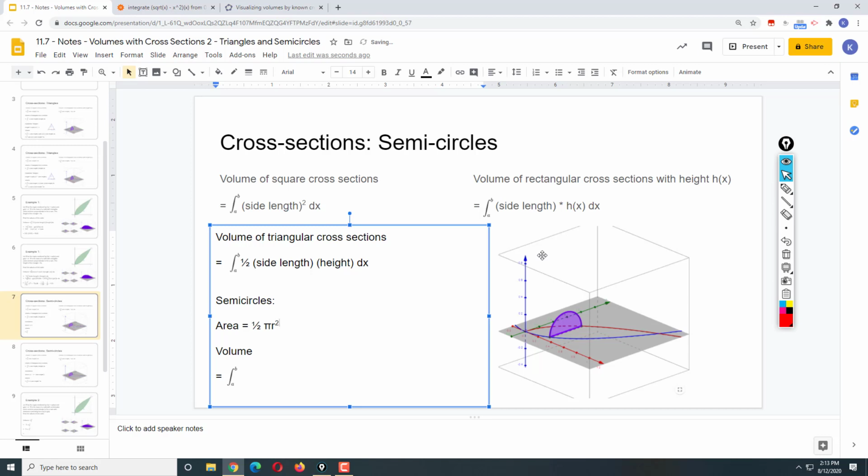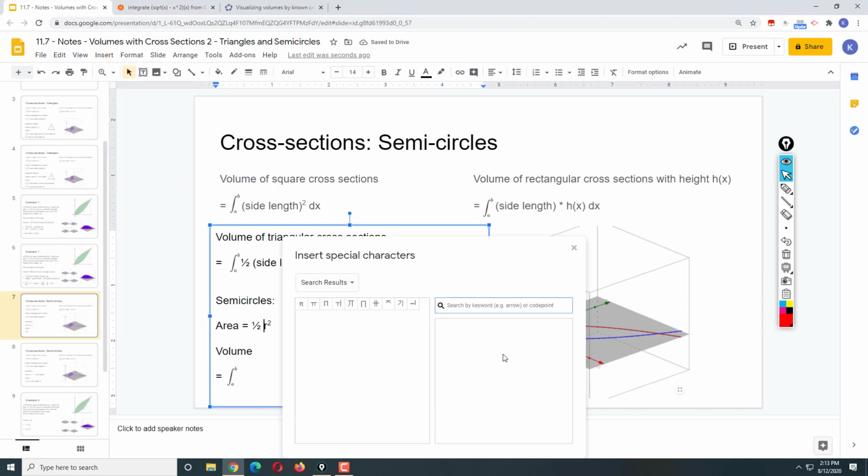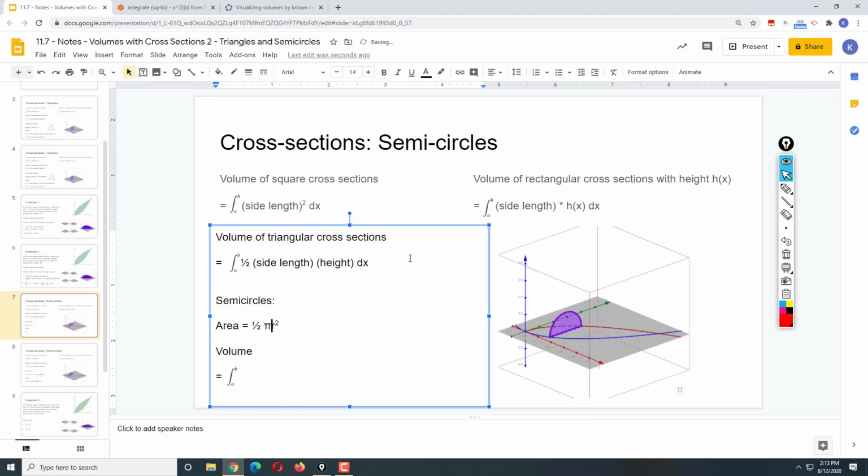By the way, if you're trying to type a special character on Google Docs or Google Slides, you can just go to Insert, Special Characters, draw your character here, and then click on it, and that's it. So it's 1/2 times pi r squared.